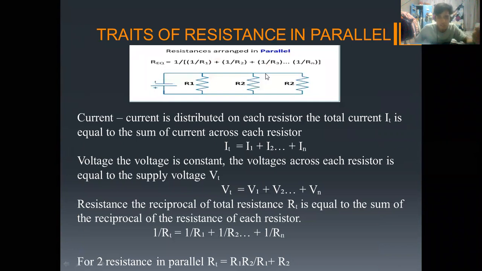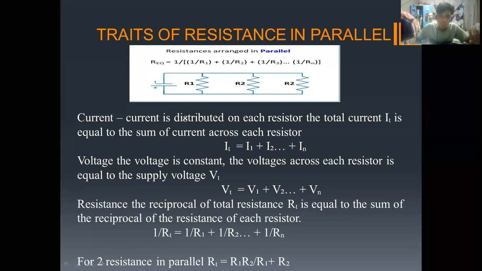Sa traits of resistance in parallel, yung pinagkaiba niya sa series, kumbaga reciprocal siya nung resistance dun sa series. Kung yung R total ng series is equal lang siya sa R1 plus R2 plus R3 and so on, ito naman ang pinagkaiba niya, 1 over R total is equal to 1 over R sub 1 plus 1 over R sub 2 plus 1 over R sub 3 and so on.